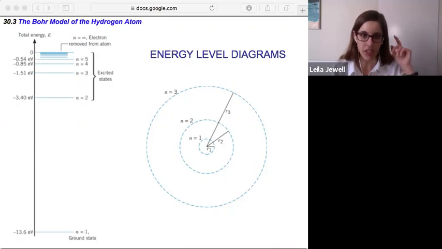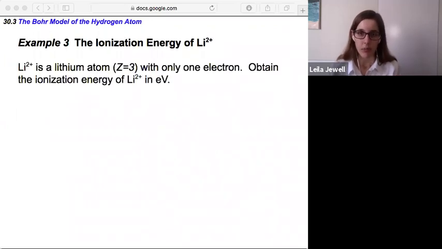But let's focus in on the electron being removed from the atom, because that's an interesting thing to consider. So we can look at an example with the ionization energy of lithium 2+. So lithium 2+ is a lithium atom, Z is equal to 3. I don't expect you to have that memorized. This isn't a chemistry class, so the problems would tell you that Z equals 3 typically.